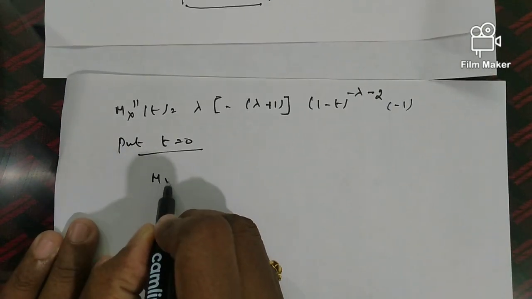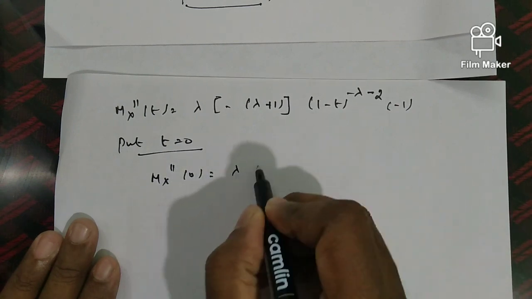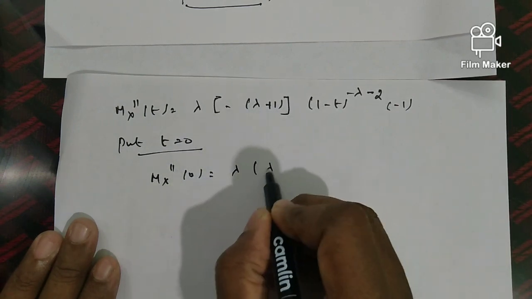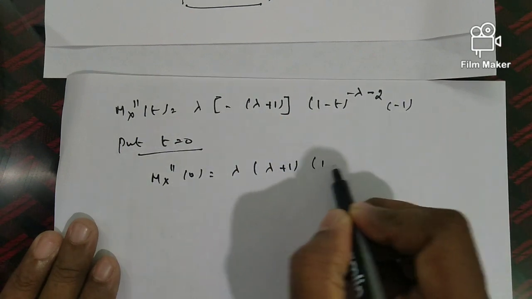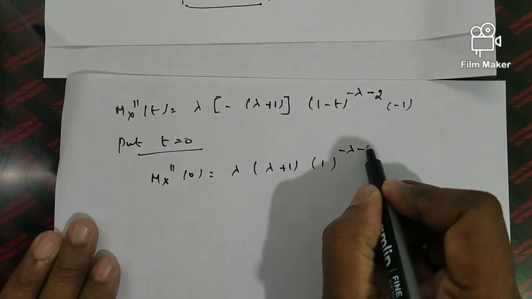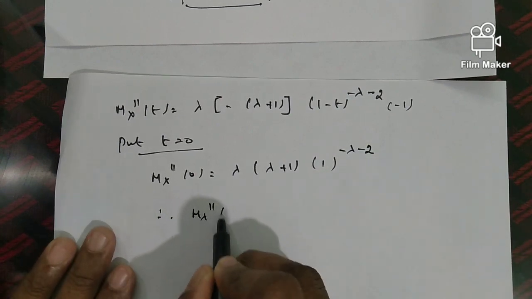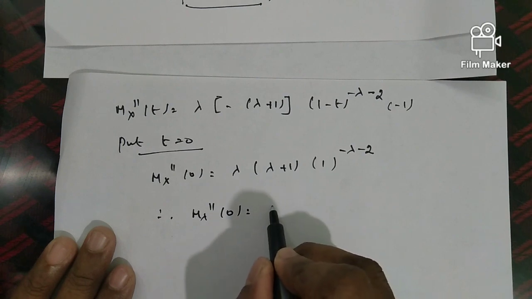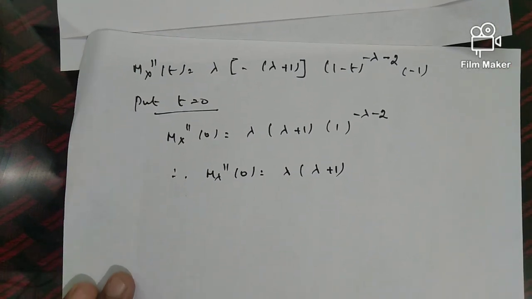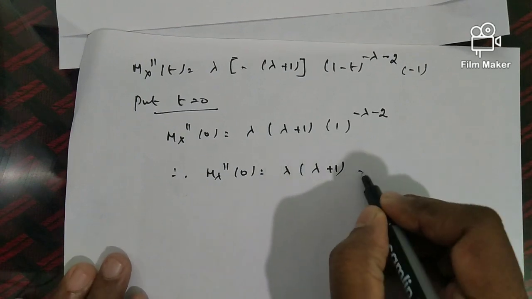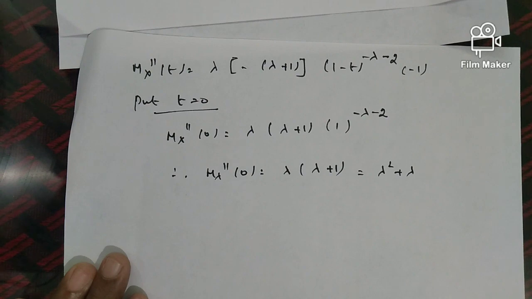What will happen? Mx double dash of 0 is equal to lambda into, here it is lambda plus 1. This minus into minus plus, so we can get only 1 minus lambda minus 2. Therefore, mx double dash of 0 is equal to lambda into lambda plus 1. So when you are multiplying with lambda, we can get lambda square plus lambda. This is our mx double dash of 0.